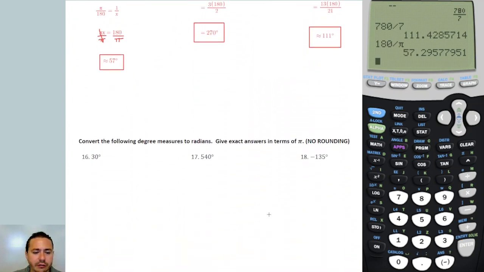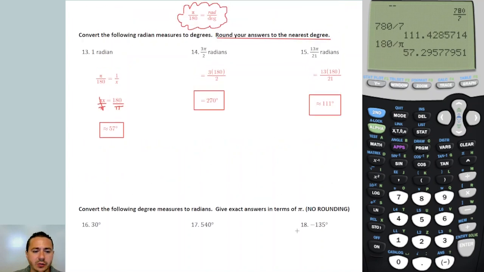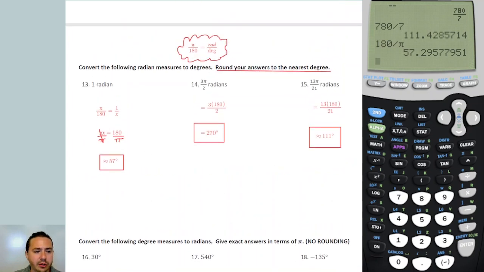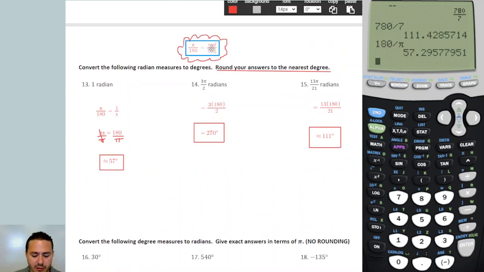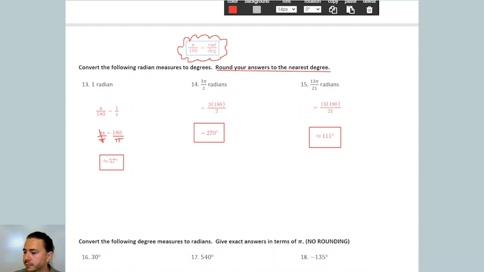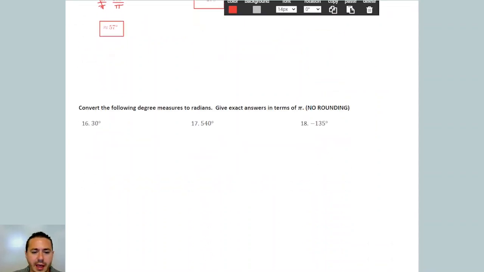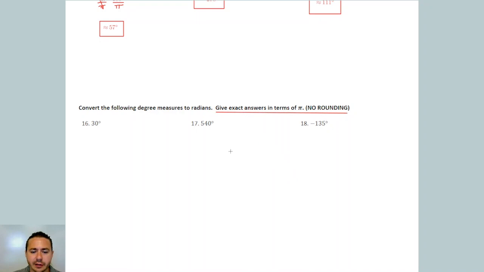All right, so let's convert from degrees to radians. We're going to do kind of the same thing here. We're going to use that proportion because we don't have a little trick like this plug-in 180 stuff. We don't have that for converting from degrees to radians. So let's start with number 16. And it says, give exact answers in terms of pi, no rounding. Okay, so that means that pi should be in our answer. So we should get an answer like pi over 7 or something like that. So let's do number 16.